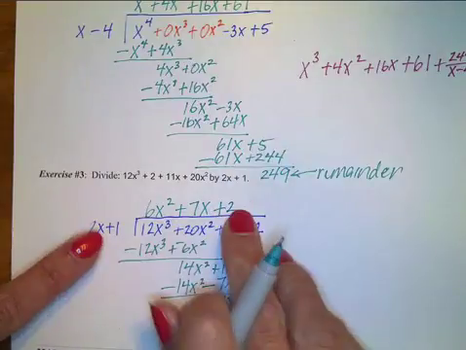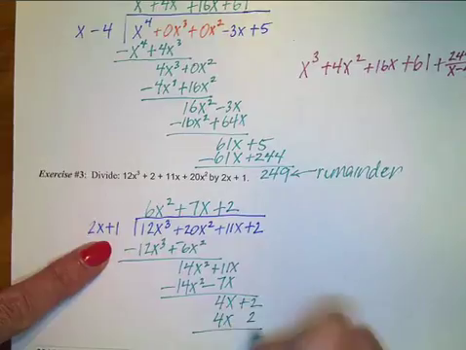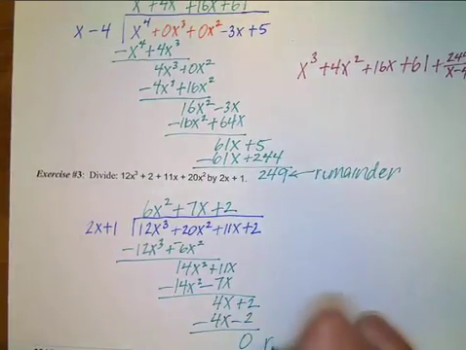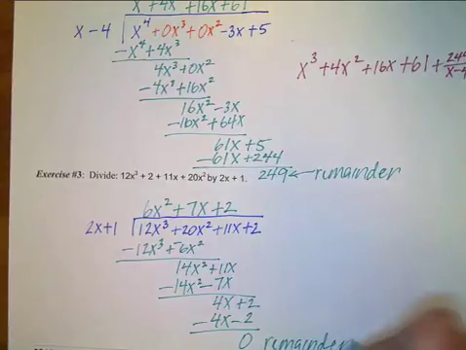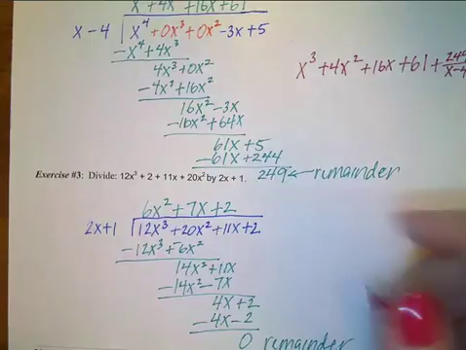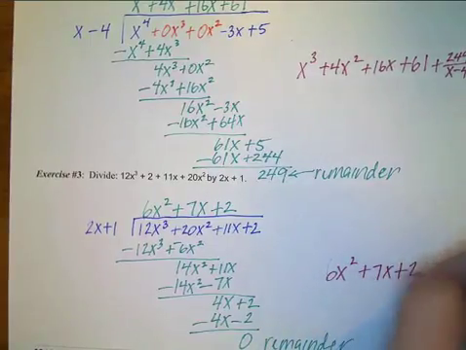So 2 times 2x is 4x. 2 times 1 is 2. Draw your line, switch your signs. 0 is my remainder. So my answer is 6x squared plus 7x plus 2.